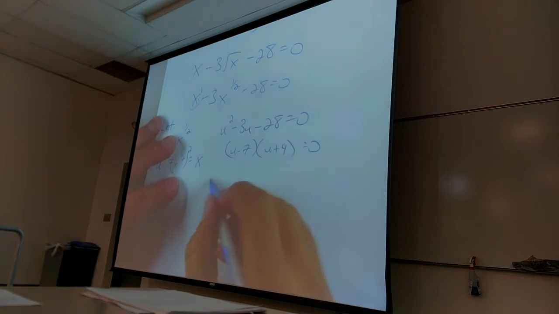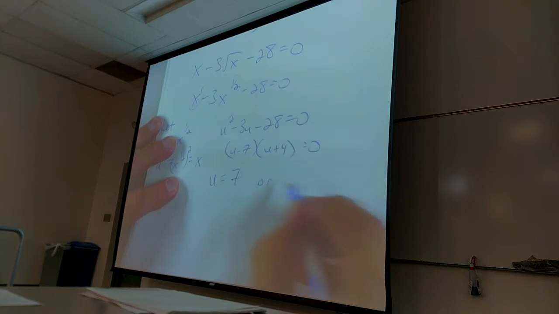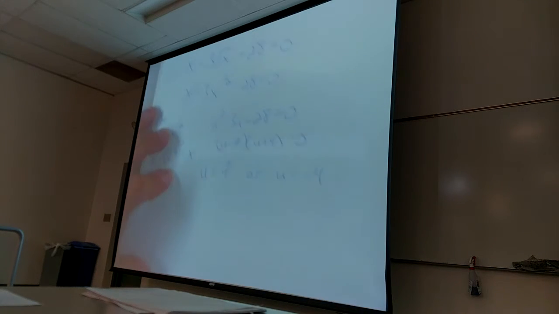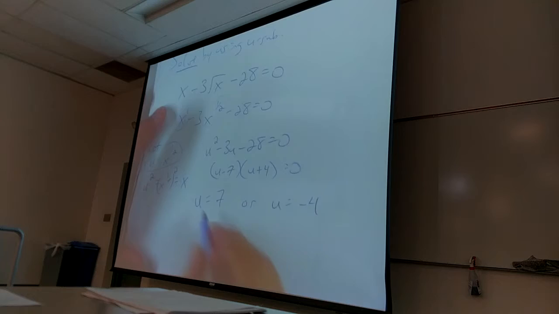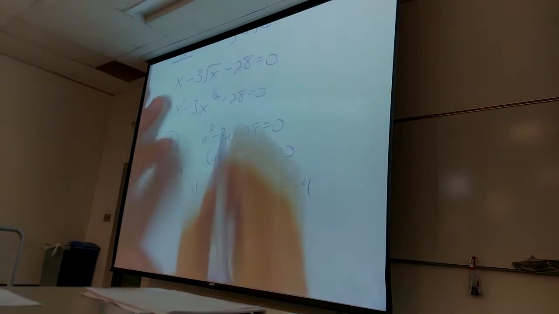So u is either 7. I like it, right? Back in the day, we would stop there, but now we know we can't. What was u? What do u be? Yeah, u was the square root of x, really, right?